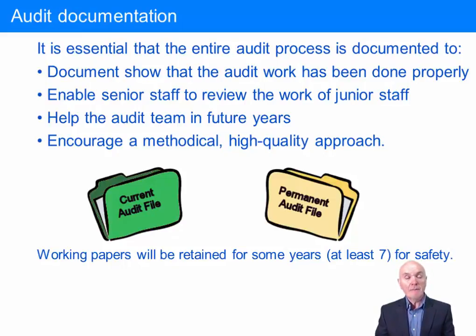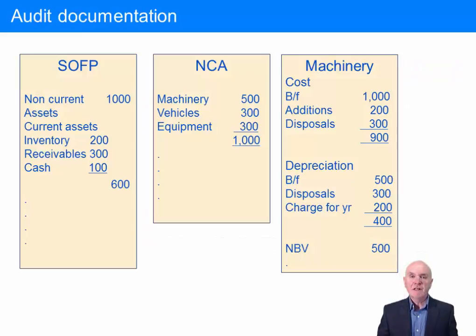And the working papers, the advisory time to be keeping is about 7 years, just in case 5 years later something comes to light, maybe a fraud is uncovered 5 years later, and you need to look back, maybe to defend yourself, to say, well, there's really no reason we should have found that. So here's an example of how a typical current audit file will be constructed.